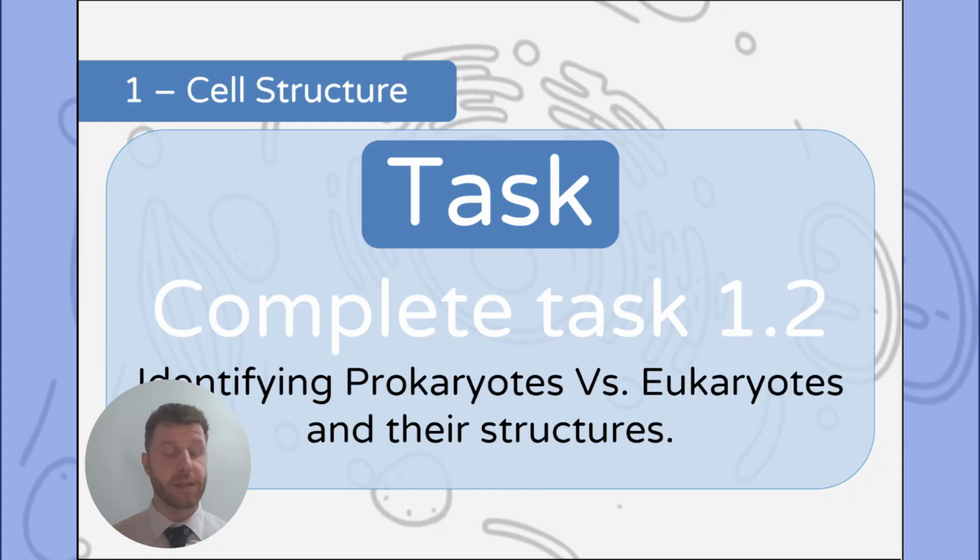If there's an example that you find that you think I should have gone over, please feel free to leave me a comment. Now that we have closed off this section of the unit, your task is going to be to identify prokaryotes versus eukaryotes as well as identifying the structures. Again, if you are following along with my worksheet, that will be task 1.2. If you haven't got my worksheet, go on the internet, see if you can find some diagrams or some comparisons and have a go yourself.